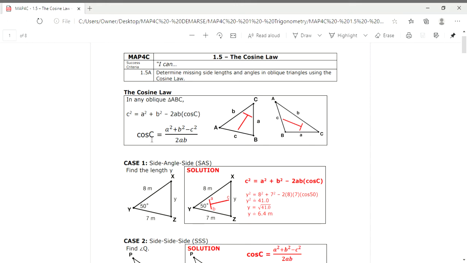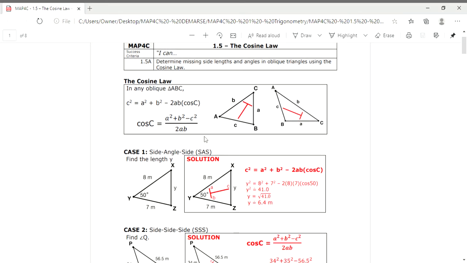The second version is used to find an angle. It can be rearranged to the second version, which is cos of angle C is equal to a squared plus b squared minus c squared, all divided by 2ab, or 2 times a times b.